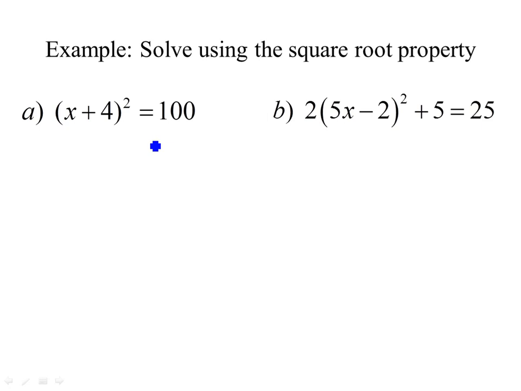Jake, what's the next thing I'm going to get rid of? Not yet. The 2. We're going to divide by 2. So we're going to have (5x minus 2) quantity squared is equal to 10. Leslie, what do you think we're going to do now?